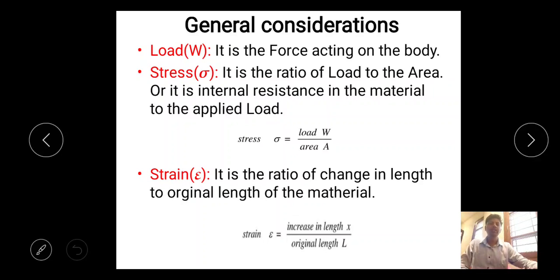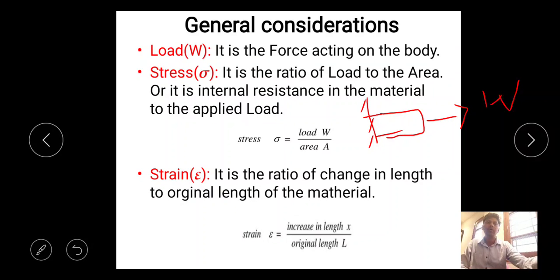First is load. Suppose I take a component here, and then I apply a force here, that is force or load.